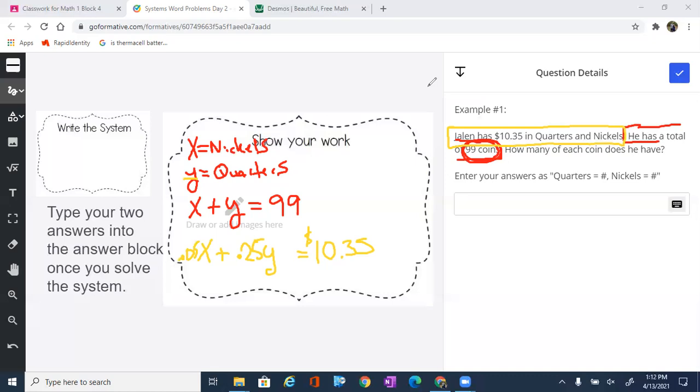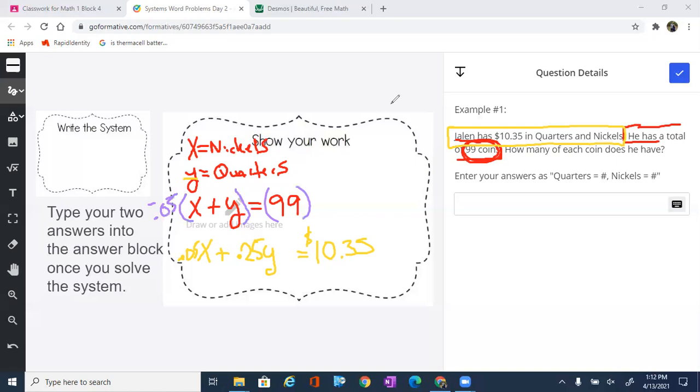Now, the easiest way in this case that I find to solve this is through elimination, and that's because the X's and the Y's are already stacked and in place. But if you remember, in order to do elimination, we have to multiply one of the lines in order to get the opposite coefficient. So I'm going to take this first line, X plus Y equals 99, and I'm going to get rid of the X's. And how I'm going to do that is I'm going to multiply by negative 0.05.